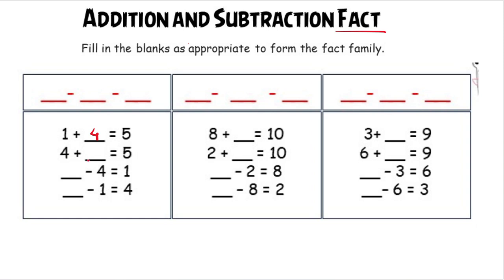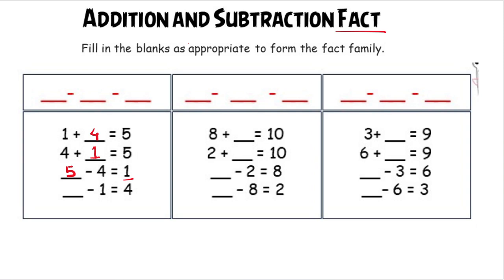4 plus which number put in the blank place? 1. 4 plus 1 is equal to 5. Which number put in the blank place? So which number minus 4 is equal to 1? 5. 5 minus 4 is equal to 1.